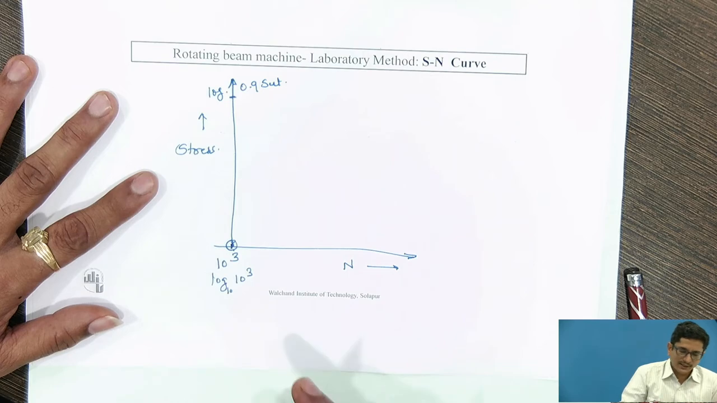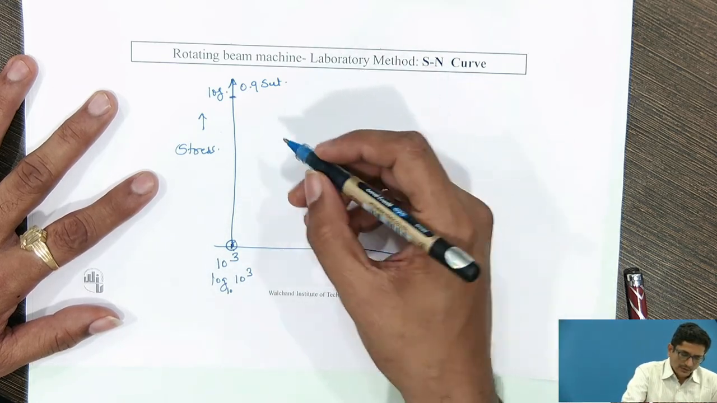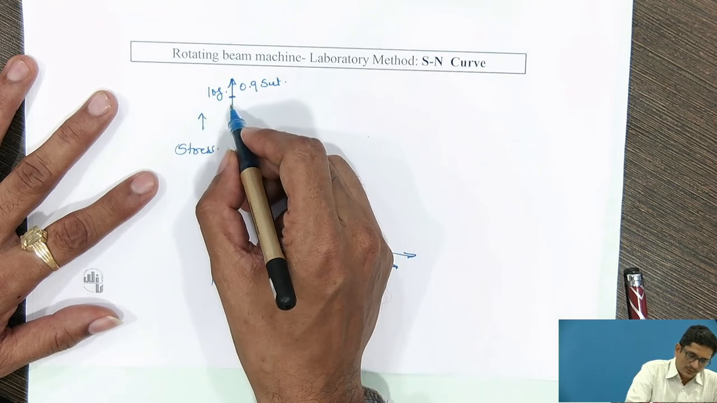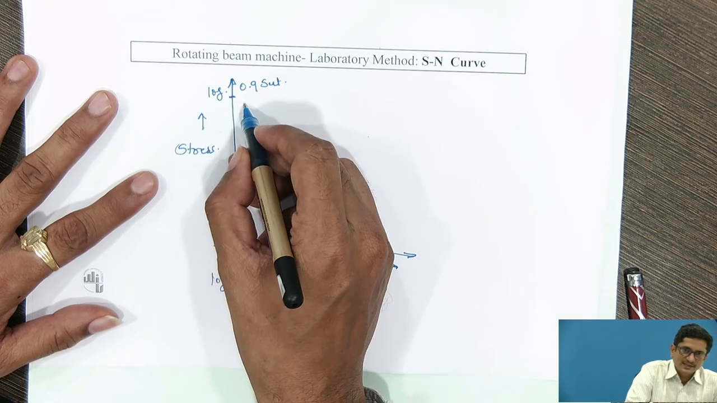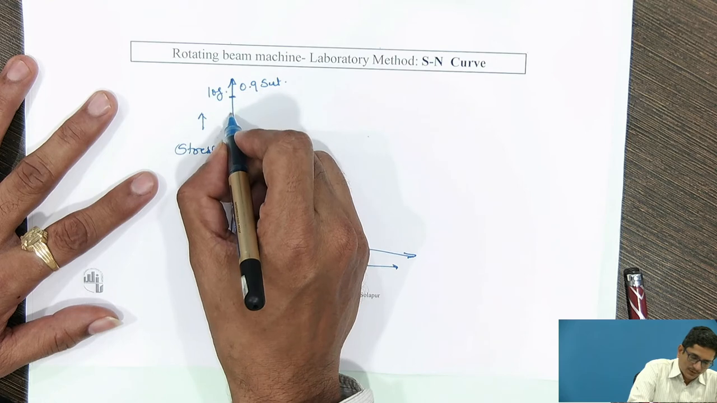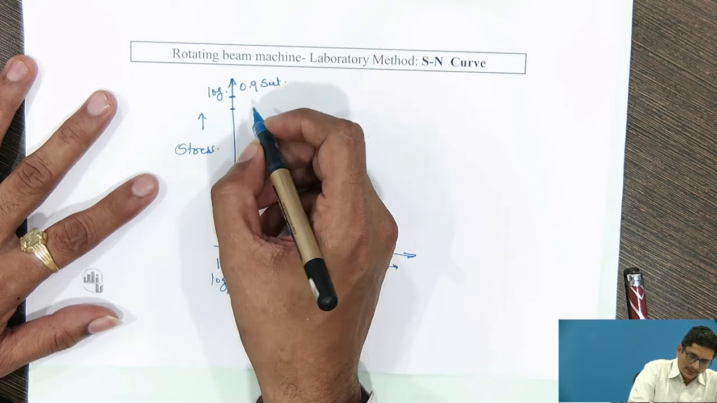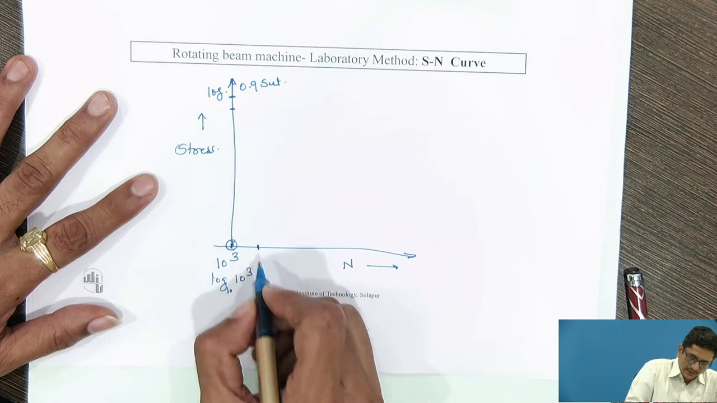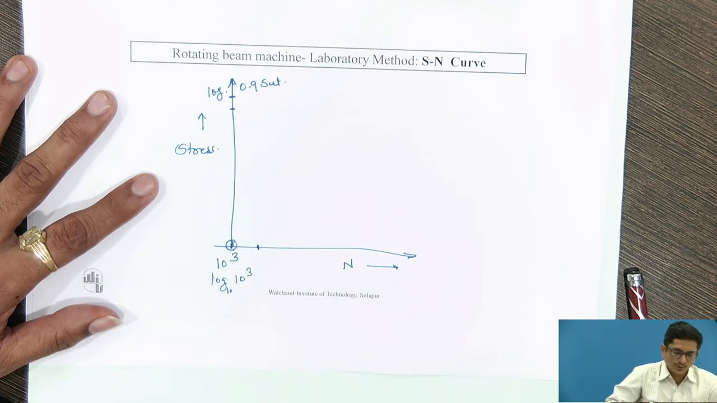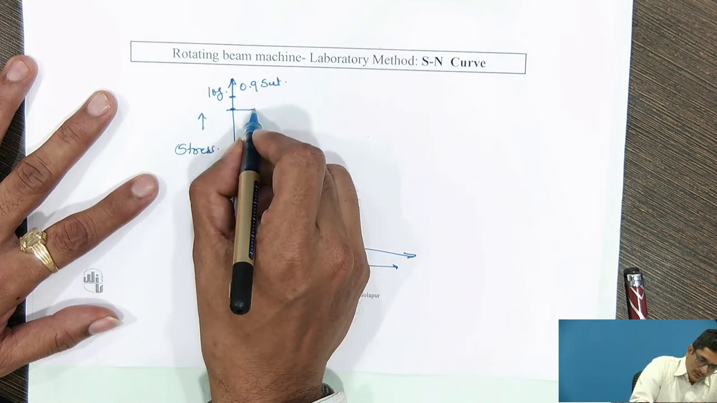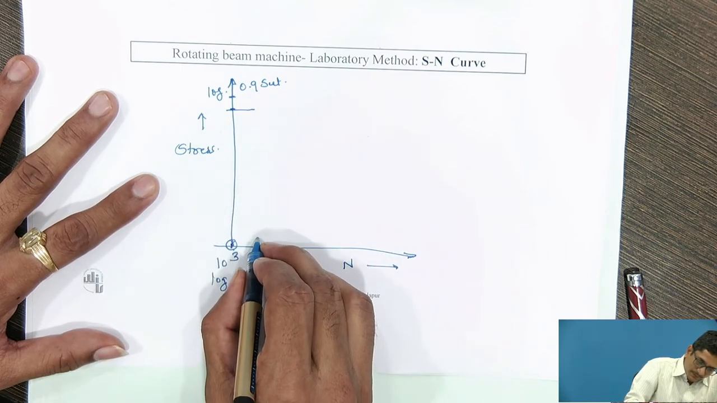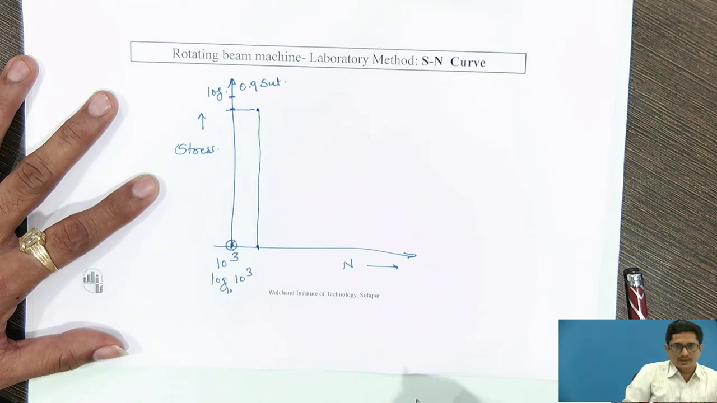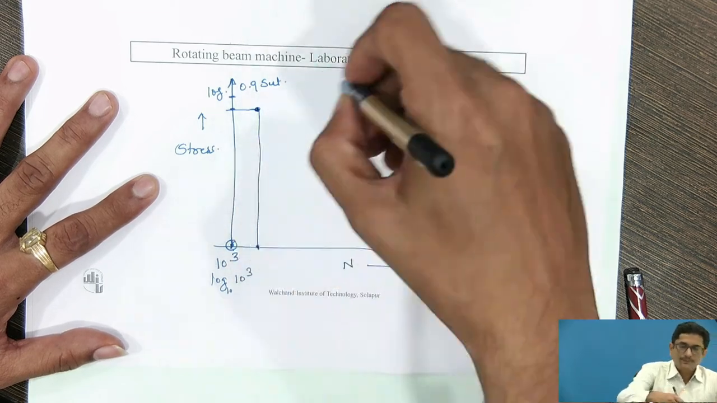Similar to that, I need to check for the next locations. I need to load the component at less than this load. Then for the lower load, I need to calculate the number of stress cycles. Here I am going to get the number of cycles on the revolution counter. I need to draw a horizontal line, and from the x-axis, I need to draw a vertical line. I will get one more point.